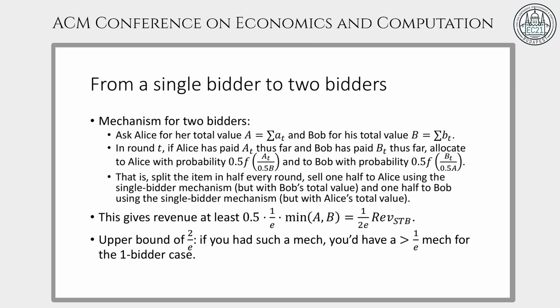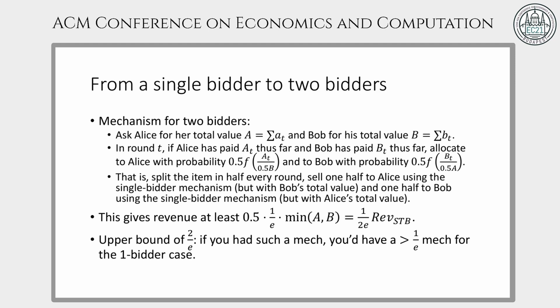And these formulas might be a bit hard to parse, but you should interpret them as follows. What we do is every round we split the item in half. We sell 1/2 of the item to Alice using the single bidder mechanism, but assuming that Alice's total value is Bob's total value. And then we sell the other half to Bob using the single bidder mechanism, but again assuming that Bob's total value is actually Alice's total value. Switching this is important to make it incentive compatible for them to report their true total values.